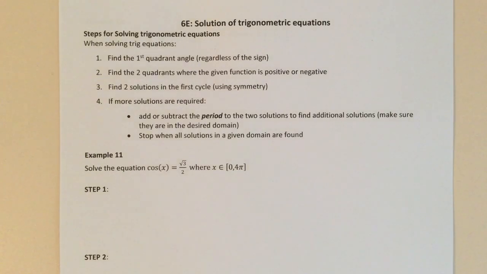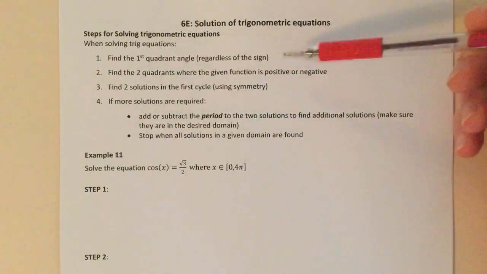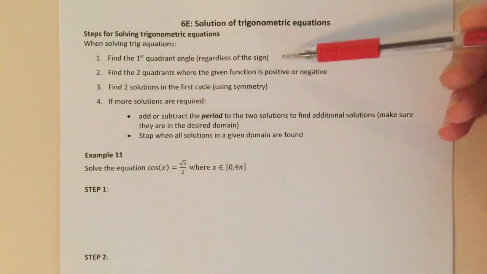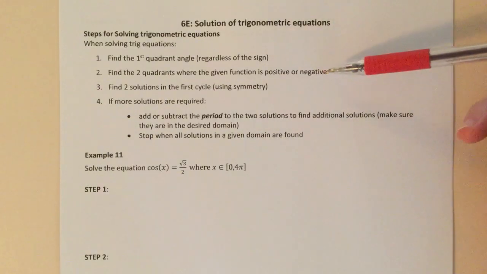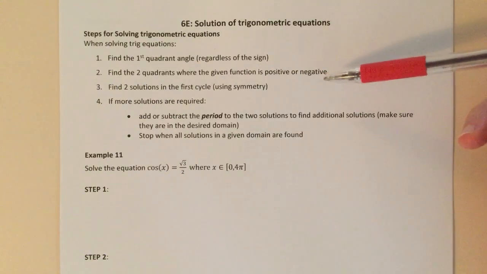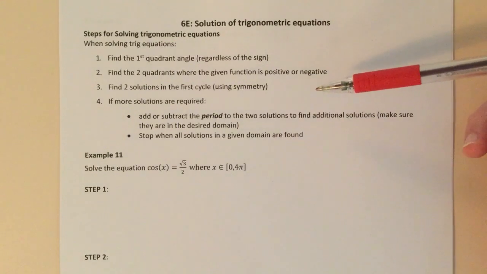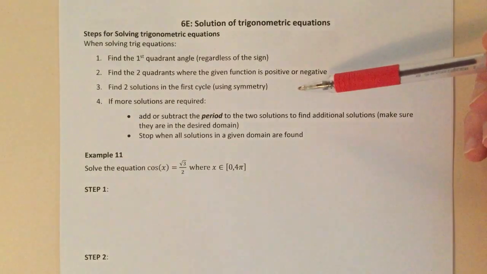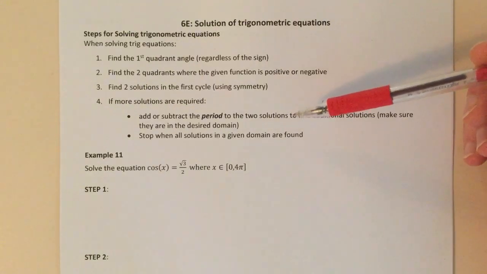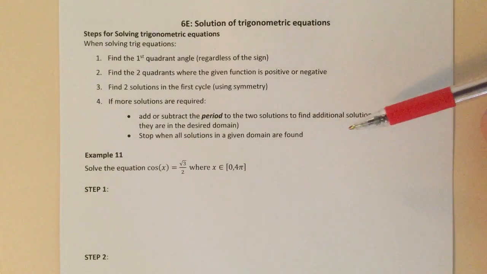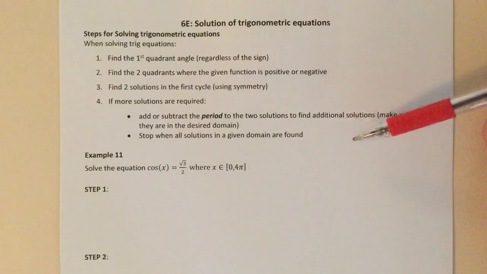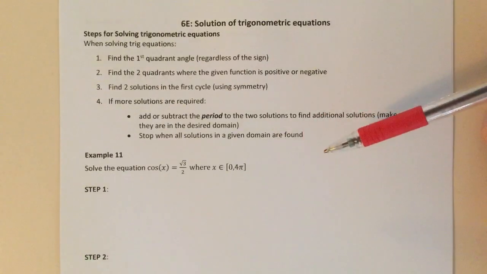We're going to do a few examples in this video, but for each of them, we're going to try to follow the same 4 steps generally. We start by finding the first quadrant angle, or sometimes we call it the base angle. Step 2 is to find the quadrants where our function is either positive or negative, depending on what's happening in the equation. So we're going to find the quadrants where our solutions actually exist. Step 3 is to find those 2 solutions in the first cycle. And then the last step is that we can add or subtract the period as many times as we need to find additional solutions. How many additional solutions we can find depends entirely on the domain. So we always have to look for the domain in these questions.